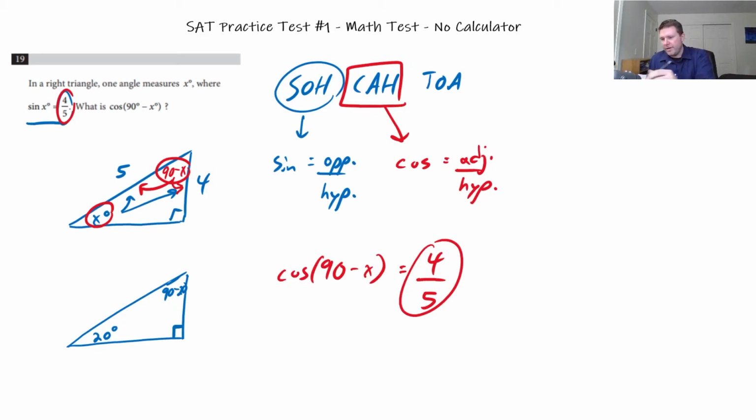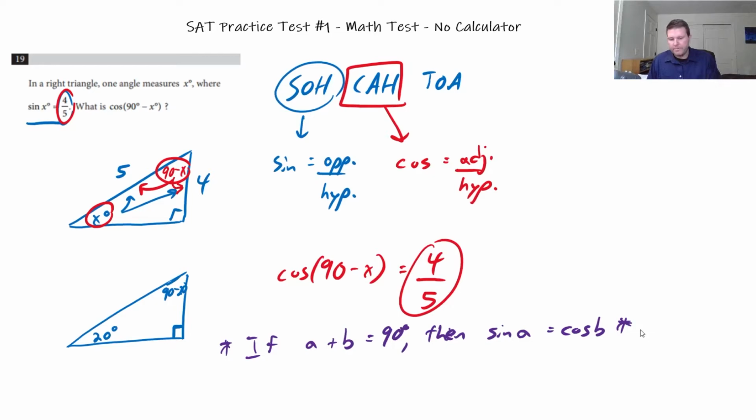So I'm just going to write that out here. I'll use some purple. If two angles add up to 90, I'll just call them A and B. So if A plus B equals 90 degrees, then the sine of one of them will equal the cosine of the other. Super, super important, okay? But other problems in this book will also test you on what's called the converse of that, which is the flip of it.